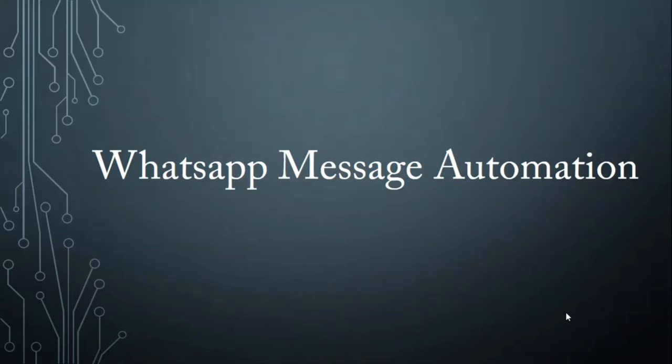Today we'll learn how to automate WhatsApp with just 2 lines of code. We'll be using Python. Python is a programming language that's basically used for machine learning, data science, robotics, and in many more fields. Python is the most popular language nowadays. It's easy to learn and use.